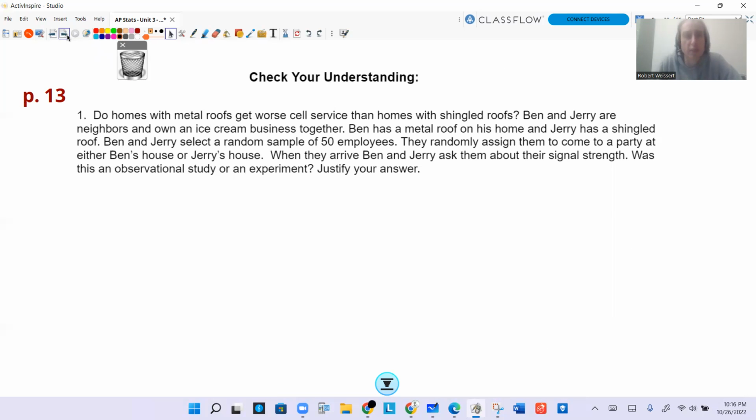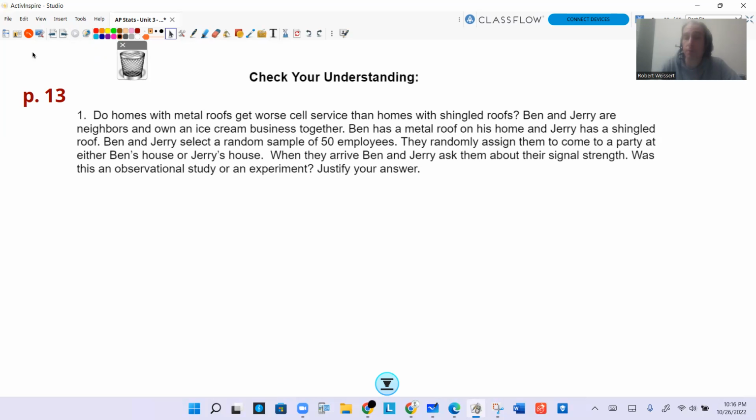All right, thanks for attempting. Let's see what you got. So do homes with metal roofs get worse cell service than homes with shingled roofs? Ben and Jerry are neighbors and own an ice cream business together. Ben has a metal roof on his home and Jerry has a shingled roof. Ben and Jerry select a random sample of 50 employees. They randomly assign them to come to a party at either Ben's house or Jerry's house. When they arrive, Ben and Jerry ask them about their signal strength. Was this an observational study or an experiment?